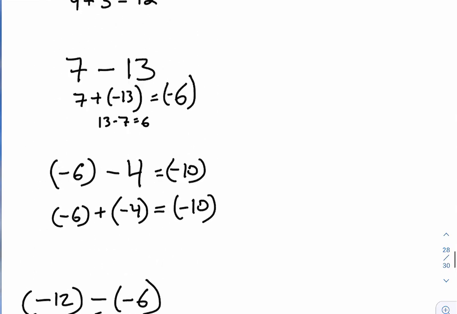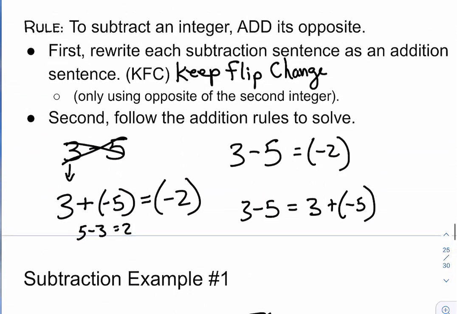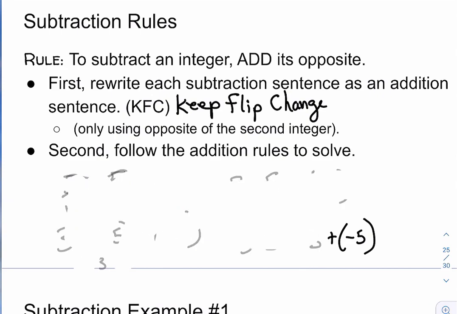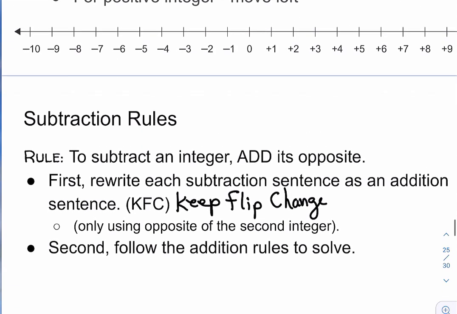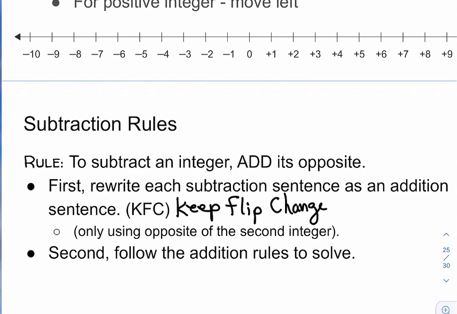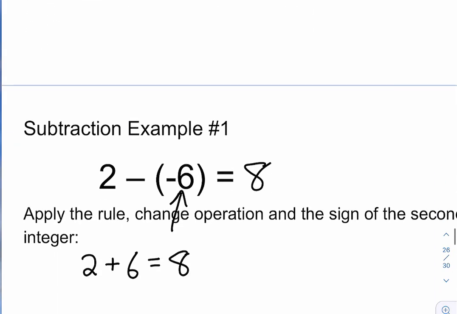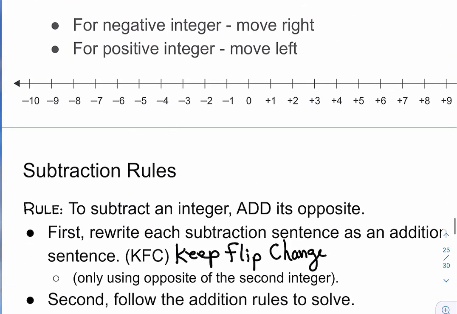The important part to remember here, we'll scroll back up to the rules: you can remember the KFC if you want to, keep, flip, change. The important part is we're adding the opposite. When we look back here at the number line, to give an example, let's take 2 subtract negative 6.